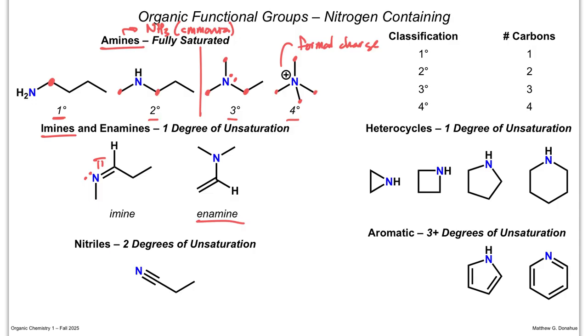Can you describe the difference between imine and enamine? So maybe I'll do it in some color here. An imine has a carbon-nitrogen pi bond, so that's shown in red. An enamine has a carbon-carbon pi bond. I'll show that in blue.